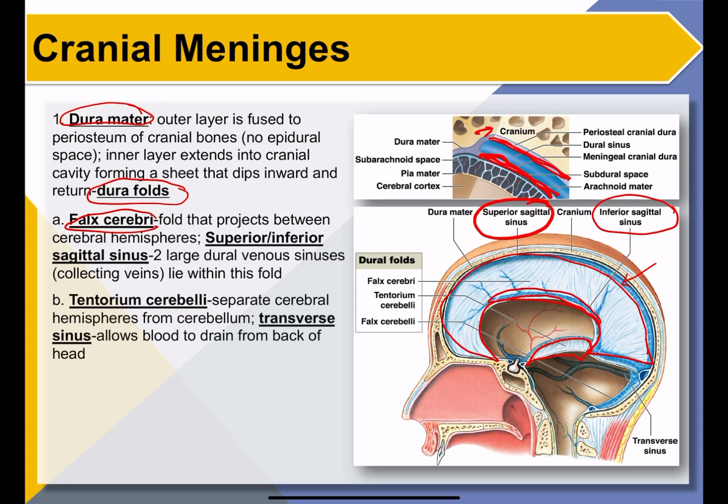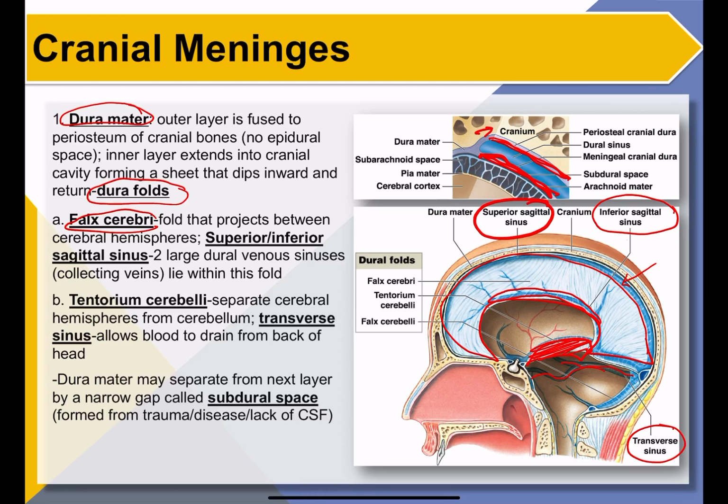All right, and then the other dura fold that goes into the transverse fissure is called the tentorium cerebelli, and it separates the cerebrum from the cerebellum. So this white portion right here is the tentorium cerebelli. It contains the transverse sinus right there, this blue vein looking thing, and it will allow blood to drain from the back of the head.